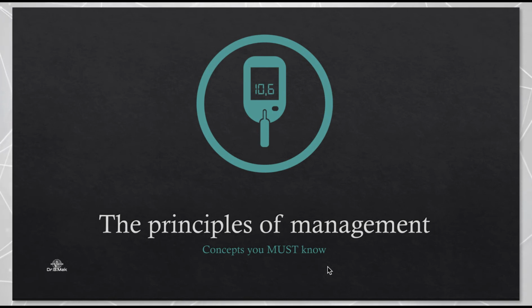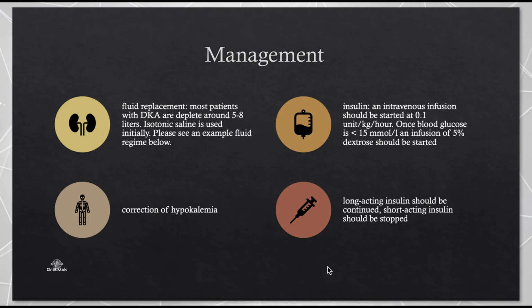Now, the principles of management, concepts you must understand and know by heart. You should be able to manage a patient if you don't have any specific guidance, and if you have certain hospital protocols, then it should be very easy for you to navigate through them. And so the first principle is fluid replacement. Most patients with DKA are depleted, and you need around 5 to 8 liters to compensate for the depleted fluid.